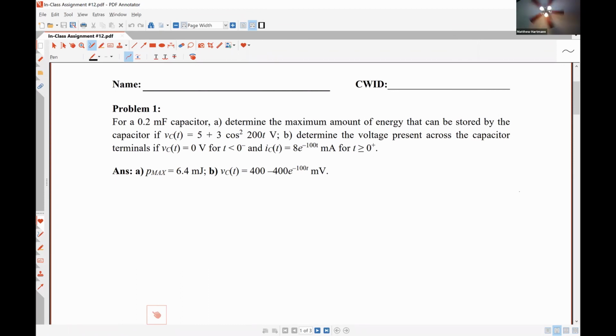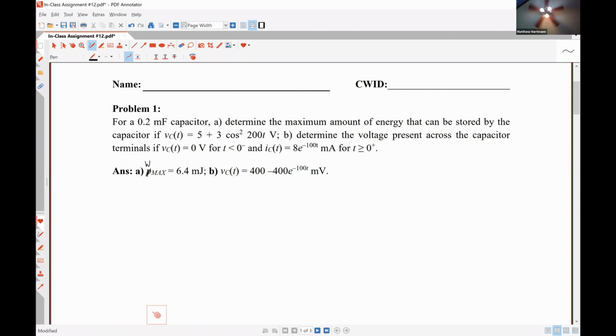So we have a specific value of a capacitor, and we are asked to determine the maximum amount of energy that can be stored by the capacitor if the voltage drop over the capacitor has that particular waveform. And then for the second part, that's one that's effectively much more straightforward than part A. So we want the maximum energy. And this shouldn't be a P, it should be a W for energy.